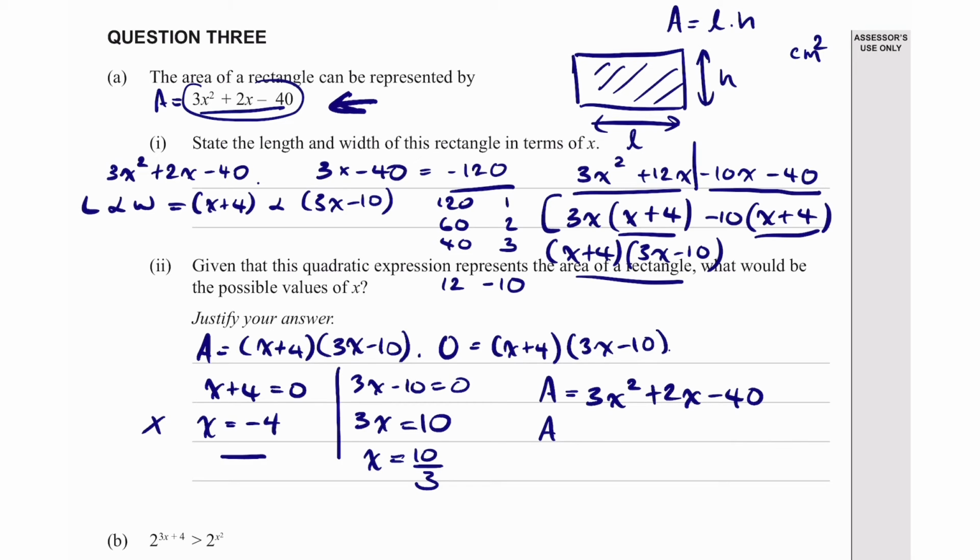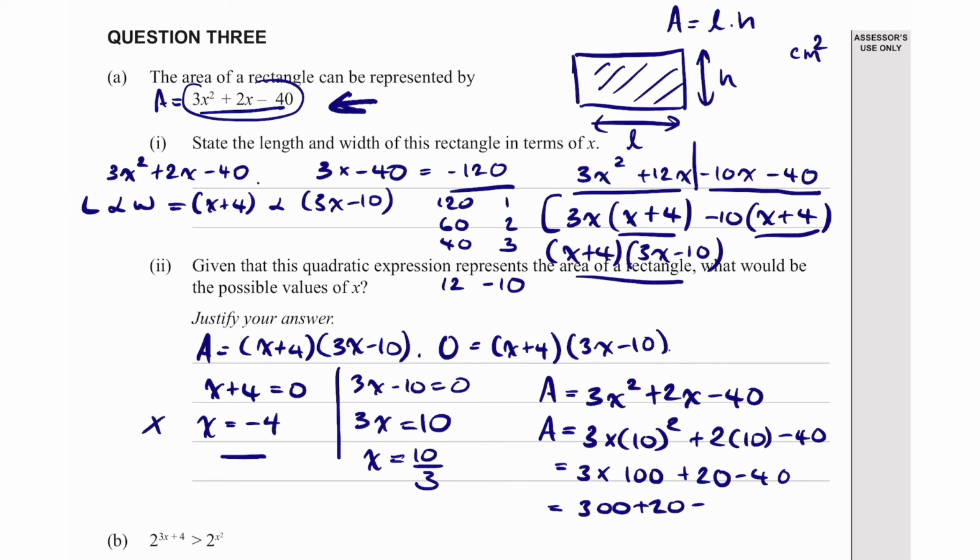For example, let's go for the number 10. So 3 times 10 squared plus 2 times 10 minus 40. This is equal to 3 times 100, plus 20 minus 40. That's equal to 300 plus 20 minus 40. So 300 minus 20, which is equal to 280. And that's the units squared. This is still a valid answer, right?